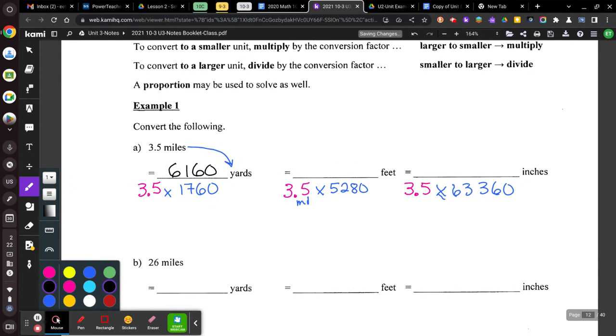Make sure you're writing down all this stuff I'm showing you so that you know the steps to do when you get questions like that. Okay, so write down all your steps.